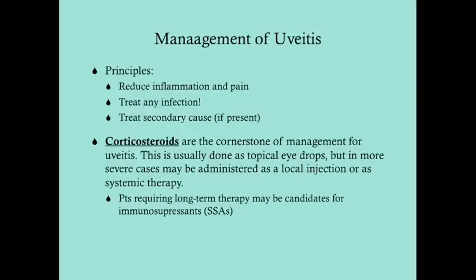Of course, anytime a patient needs to be on corticosteroids for an extended period of time, we're concerned about adverse effects, things like cataract, glaucoma, scleral perforation. If you're giving it systemically, we're worried about peptic ulcer, osteoporosis, diabetes, hypertension. So in those cases, if they need long-term therapy, you may want to give immunosuppressants instead, and that can be something like methotrexate or cyclosporine.